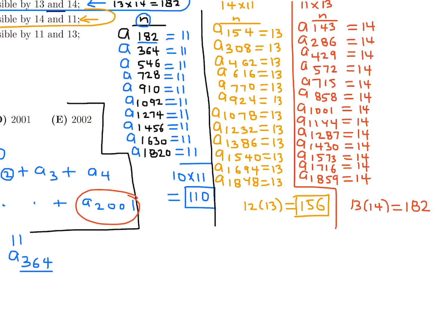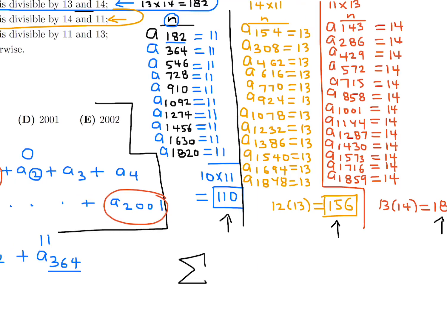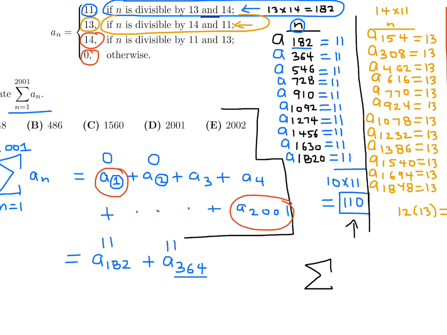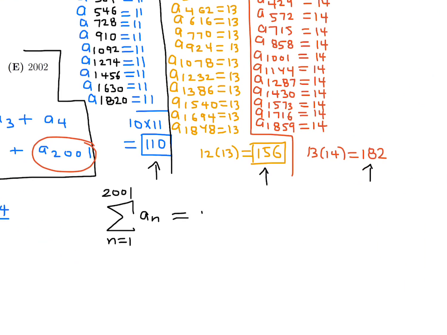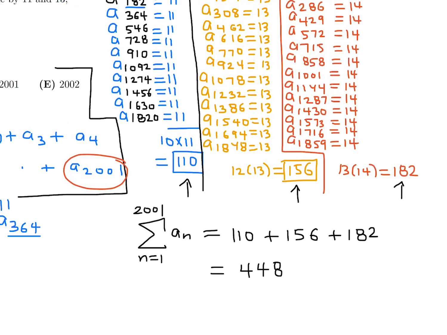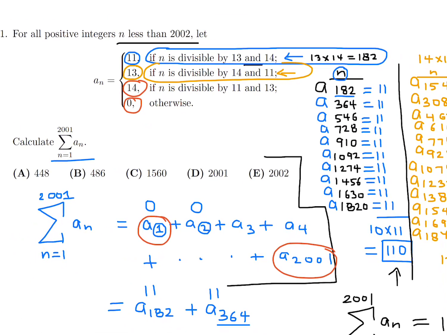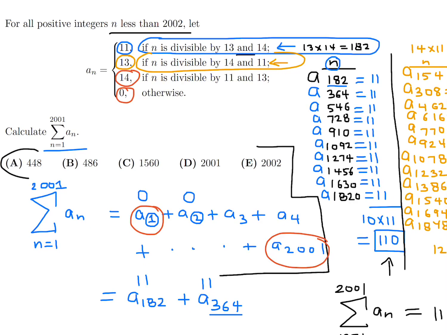So the sum of all of them is going to be 110 plus 156 plus 182. So the sum of, what do we have here? The sum for n equals 1 to 2001 of a to the n is equal to 110 plus 156 plus 182, and that is equal to 448. So the answer to this question is A.